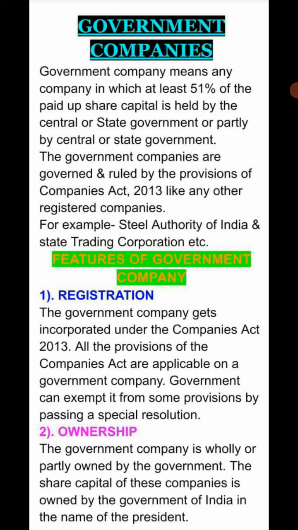Now the features of government company, or we can say the features of BHEL. BHEL is one of the important government companies. So it can be asked like the features of government company, or it can be asked to state the features of BHEL. So the very first is the registration. The registration of the government company is compulsory. It is done under the Companies Act 2013, and all the provisions of the Companies Act are applicable to the government company as well.